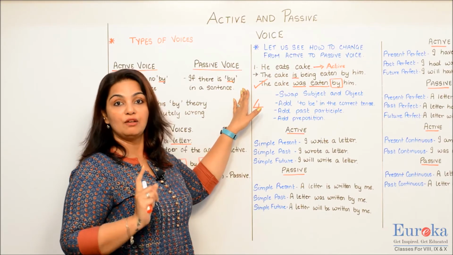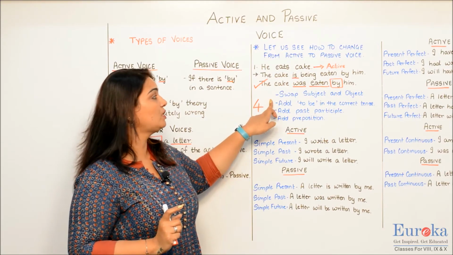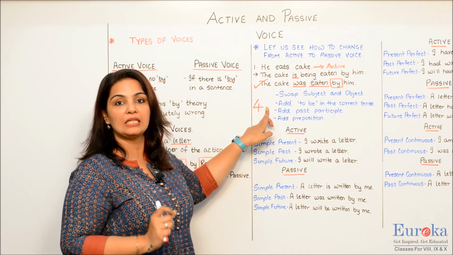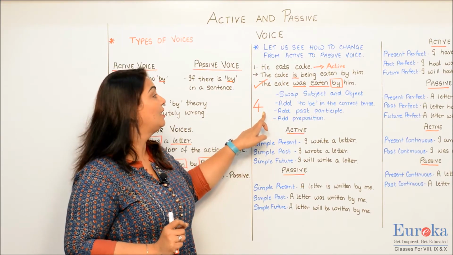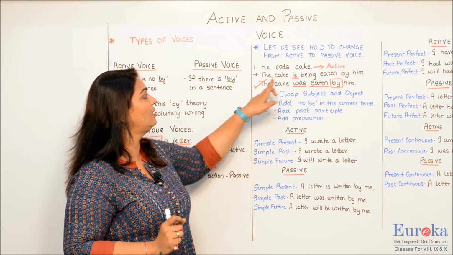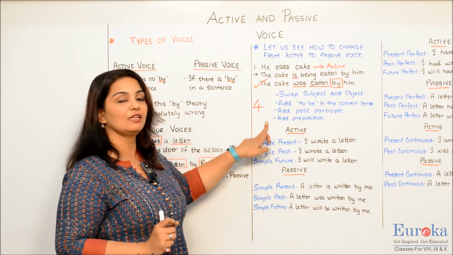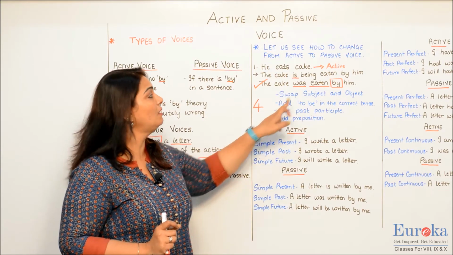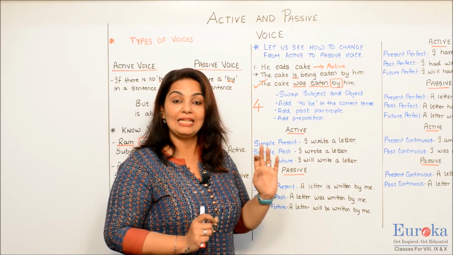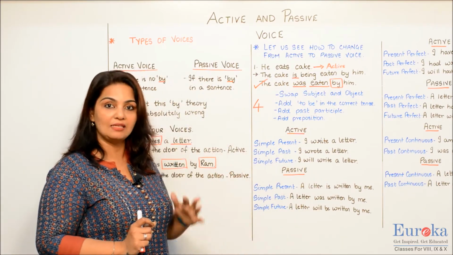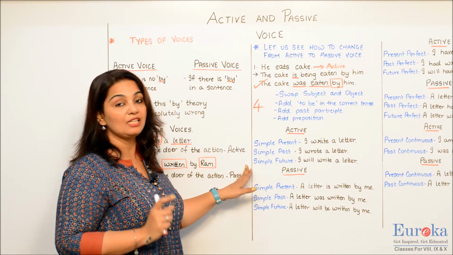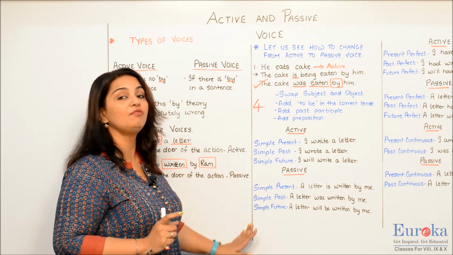So let's see the 4 rules. 1. We swap the subject and the object. 2. We add to be in the correct form, that is the helping verb. 3. We add the past participle of the main verb. Over here it is eat. And the last one is to add the preposition by. So now let's look at few more examples when an active sentence changes into a passive sentence in terms of tenses. As we all know, we have different types of tenses.